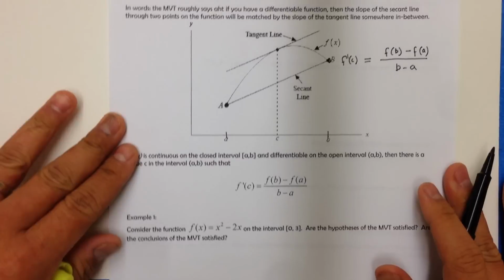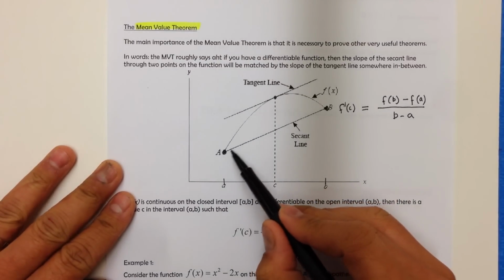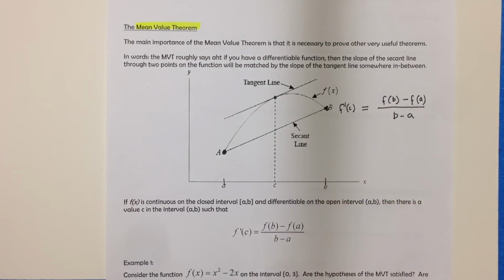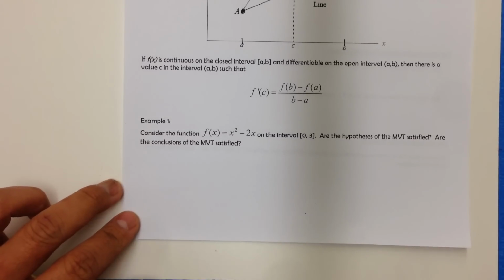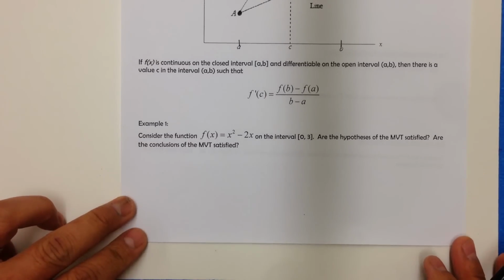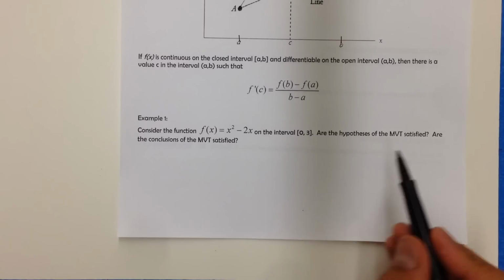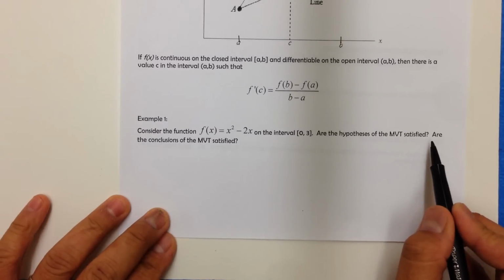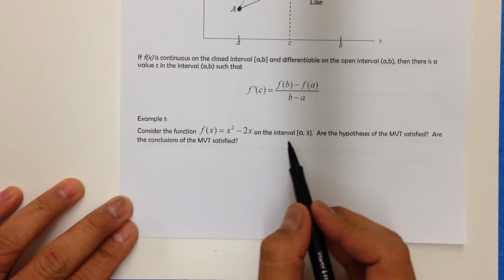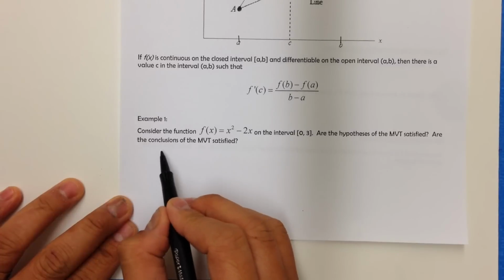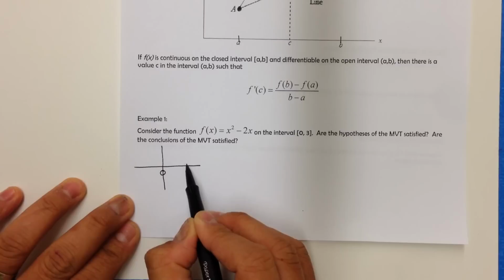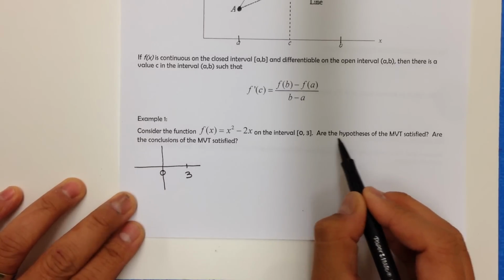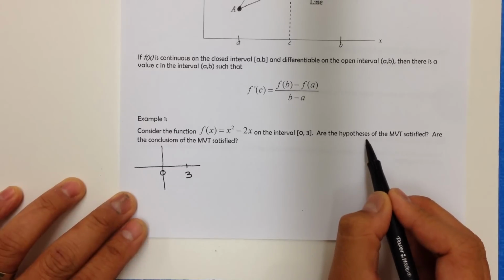And again, since the slopes are the same, the lines are parallel, because parallel lines have the same slope. So let's go ahead and take a look at an example and see if this satisfies the mean value theorem hypothesis. We're given an interval from 0 to 3. I'm just going to do a sketch here from 0 to 3. And we want to know whether or not the hypothesis is satisfied.